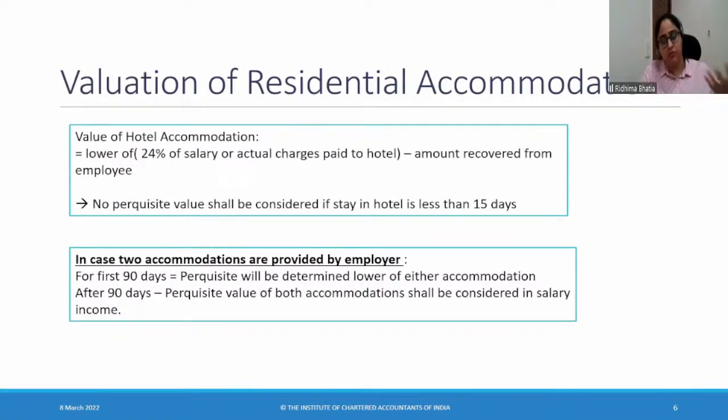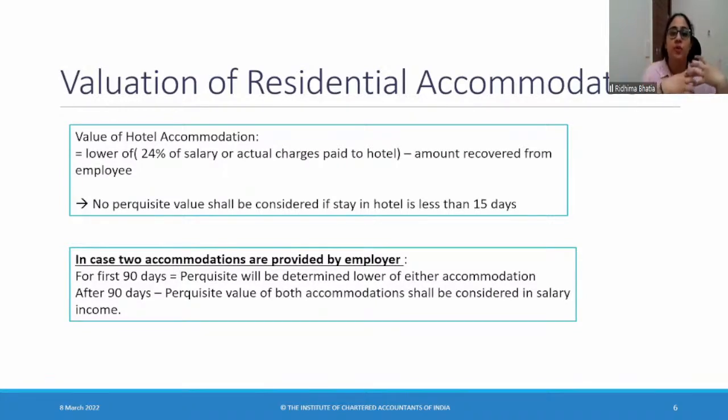Just like hotel accommodation, mostly hotel accommodation, what happens? Company pays your hotel bills, right? So hotel bill, as in the actual charges paid to hotel, or 24% of the salary, whichever is lower.